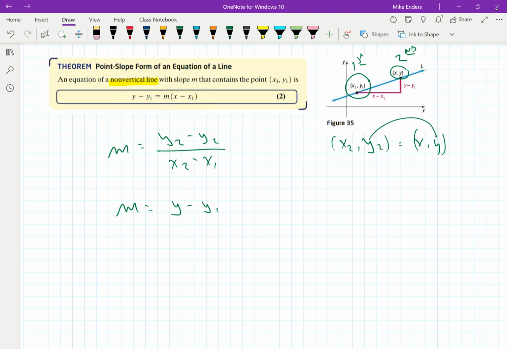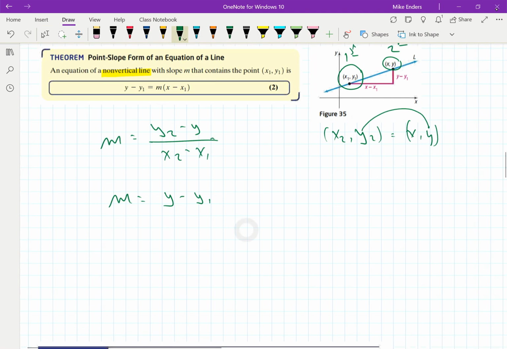Oops, I made a minor mistake up here, or maybe it's just my printing. Whoops, y1 there, over x minus x1. So instead of the x2, I'm replacing that with x. So now I no longer have those components. We have these items here, y minus y1 over x minus x1. But notice our formula up here has no fractions. So one way we can get rid of a fraction is to multiply by the denominator. So we can multiply both sides by x minus x1.